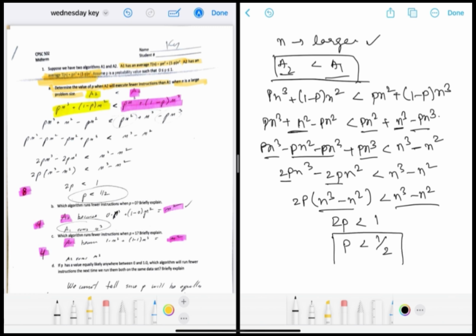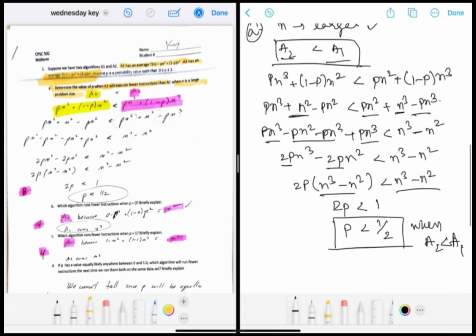So yeah, we determined P when A2 will run fewer instructions than A1. So that is our conclusion. That is the first question solution. That is the solution for A.